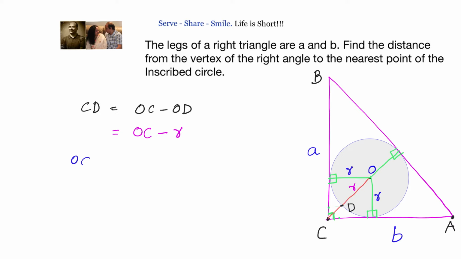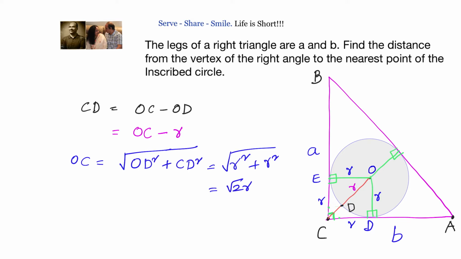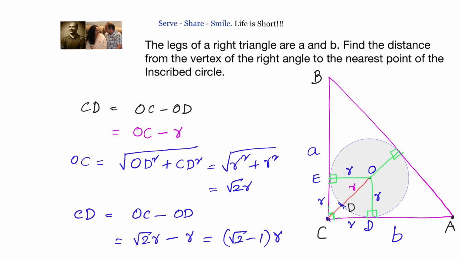Now what will be OC? OC will be equal to the square root of, let us say this is D and this is E, OC equals OD square plus CD square, which is equal to R square plus R square under root, that is root 2 R. So CD is equal to OC minus OD, that is root 2 R minus R. So we have root 2 minus 1 into R. So the nearest point is at a distance of root 2 minus 1 into R.